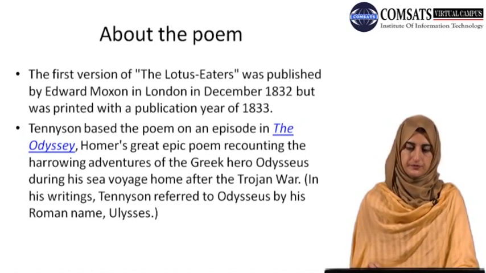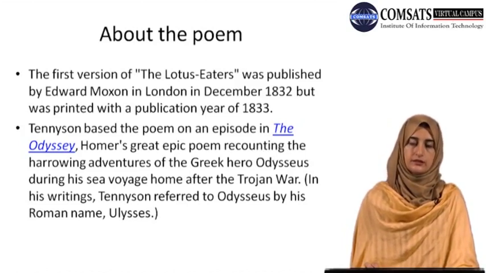So the first version of The Lotus Eaters was published by Edward Moxon in London in December 1832, but it was printed with the publication year of 1833.